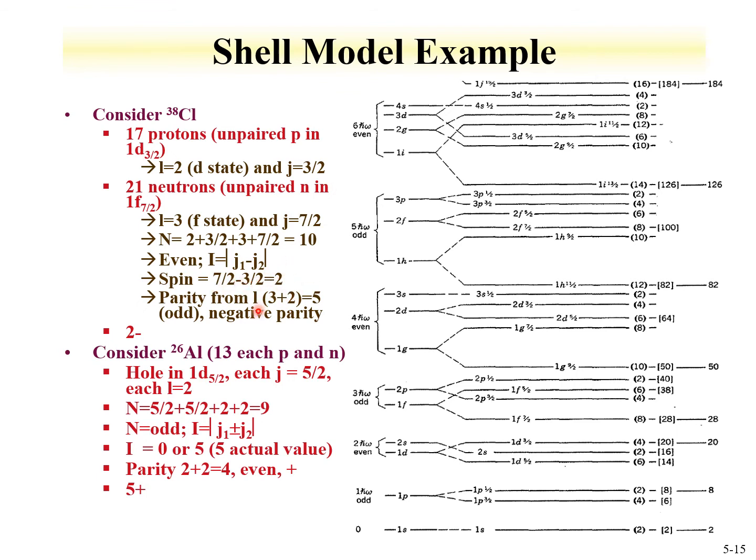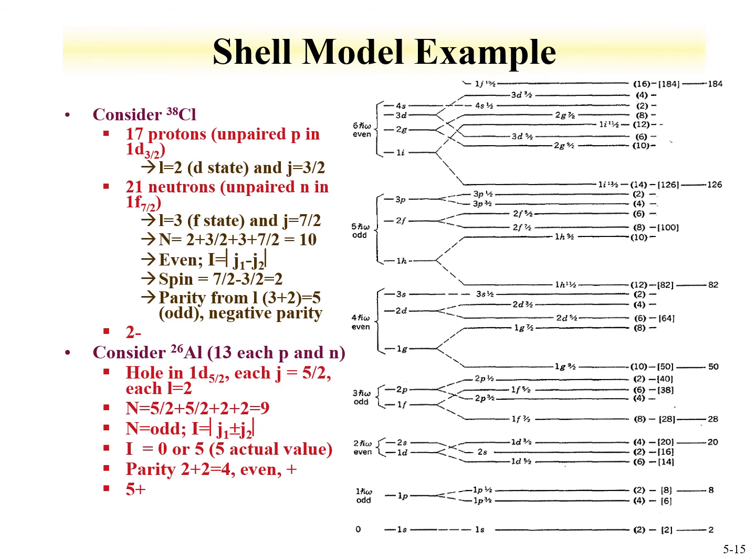The parity is from the L's, so that's 3 and 2. The L is 5, negative parity. The spin is 2, the parity is minus. We expect chlorine-38 to have a spin and parity of 2 minus.